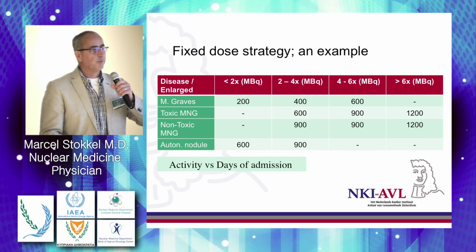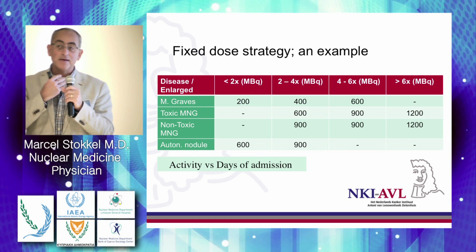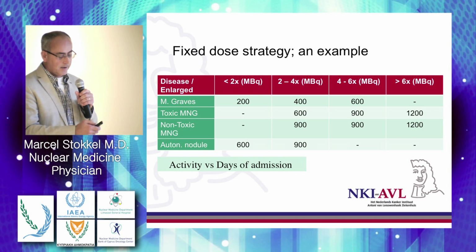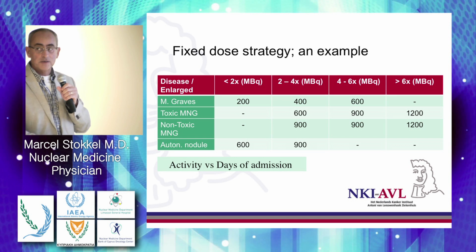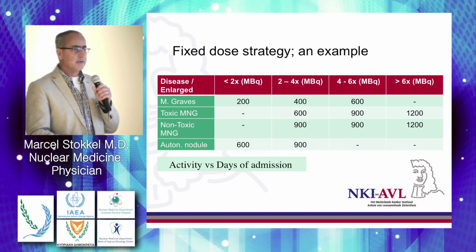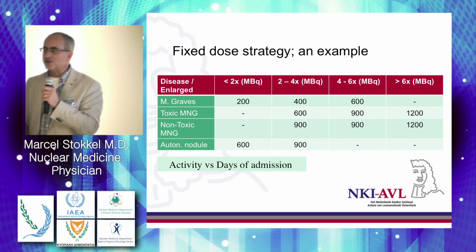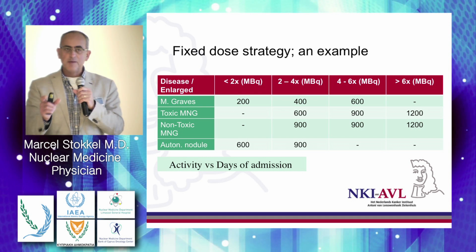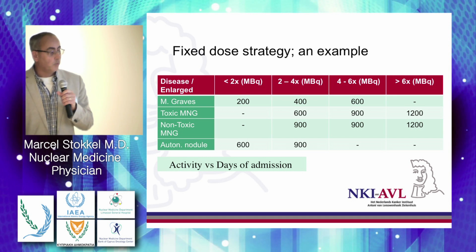It's just an example of how we applied it in clinical practice. Graves' disease, and what we did was just palpate the thyroid gland, estimated the size of the thyroid gland by palpation, and then said, okay, it is not enlarged, we give a low dose. If it's between 2 and 4 times enlarged, we give twice as much. And you see here also the other amounts of activity applied in this example. Why not higher than 1200 megabecquerels? Well, it has all to do with the admission time for a patient. You want to keep it as short as possible, and the higher the dose, the longer the admission will be.